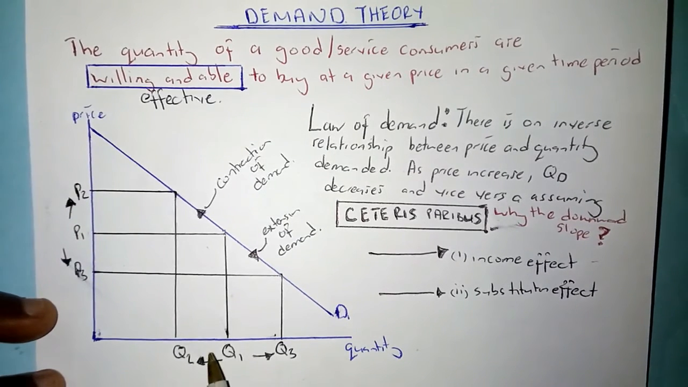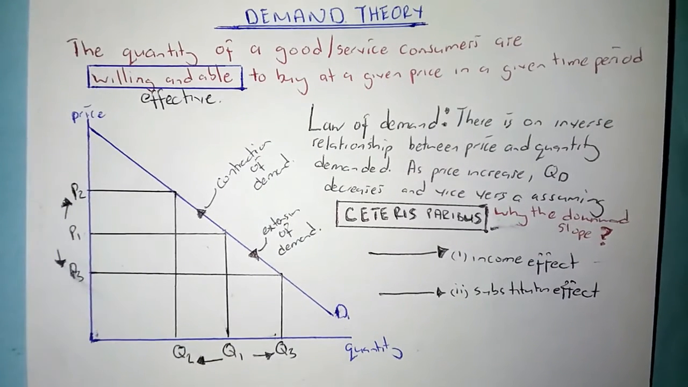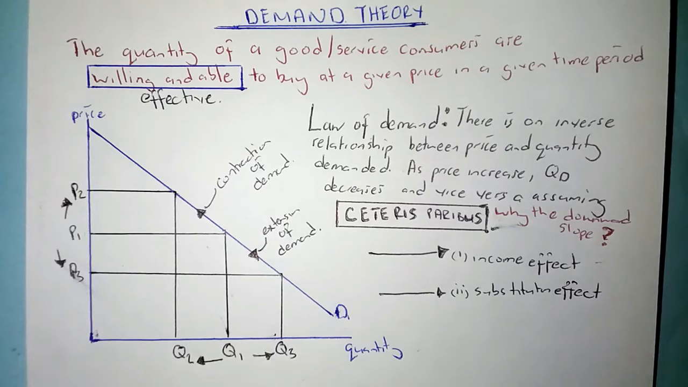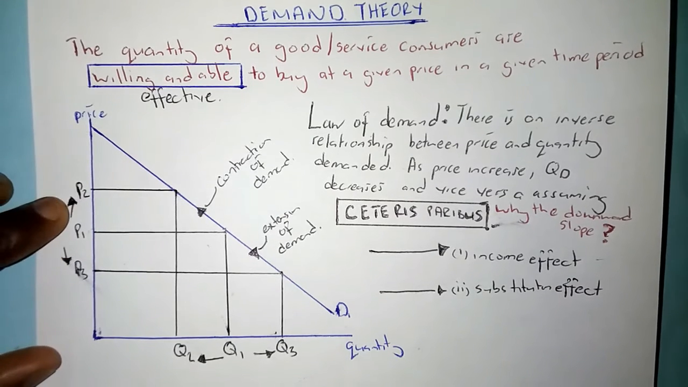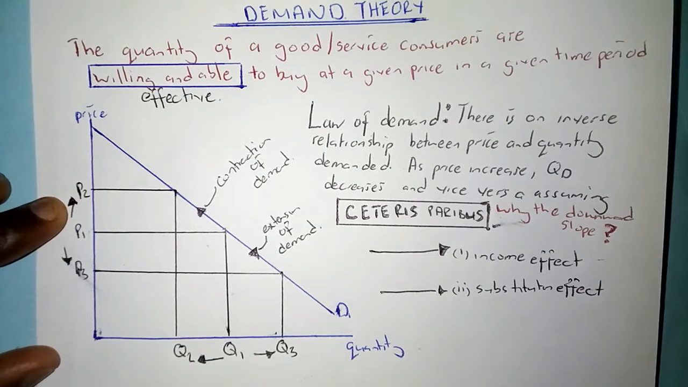You can see that quantity decreases from Q1 to Q2 because the incomes of customers haven't changed, but the price of the goods they're consuming has now increased. So their income cannot stretch further to cover that gap. Their income cannot buy the same quantities of a good or service they were demanding before. So that's why they demand less at that increased price. That is what we mean by the income effect.